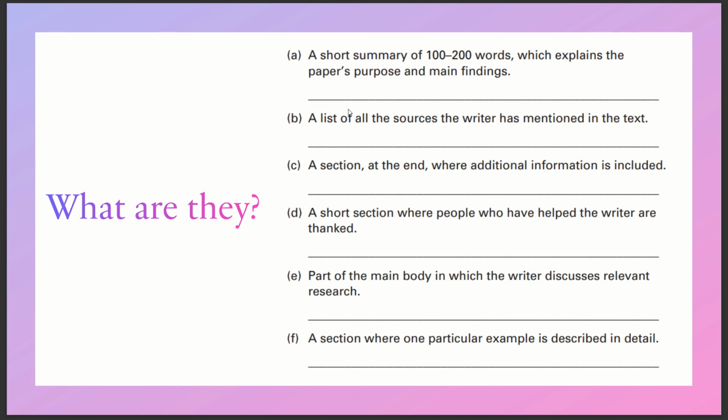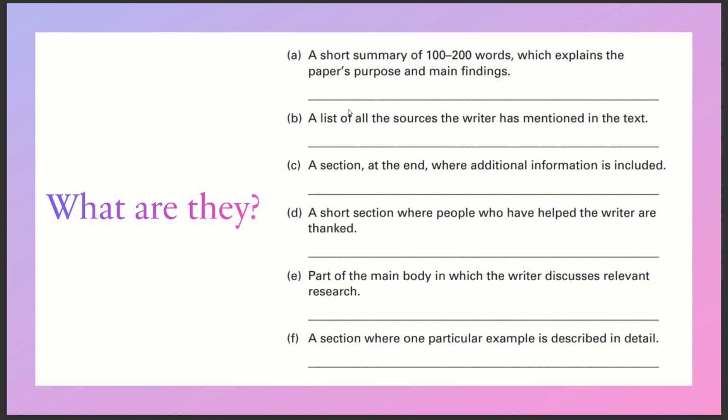What is a list of all the sources the writer has mentioned in the text? What do you call that? 3. A section at the end where additional information is included. What do you call that one? D. A short section where people who have helped the writer are thanked. Okay? The 5th one, or letter E, part of the main body in which the writer discusses relevant research. What do you call that? And the last one, what do you call a section where one particular example is described in detail?